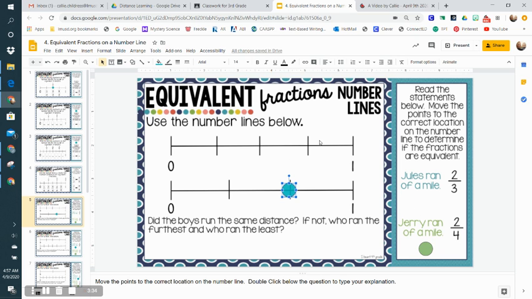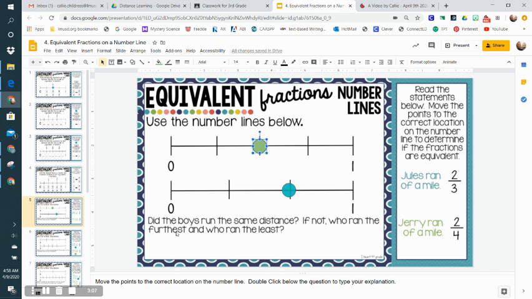So here's my number line that is divided into fourths. So I'm going to take my little green dot here. This is Jerry. So if he started at 0, that would be my first line here would represent 1/4. So my second little division line here would represent 2/4. So I'm going to put him right there. Okay, now I'm going to look at them. They're not lined up, so this doesn't look like it's an equivalent fraction to me.